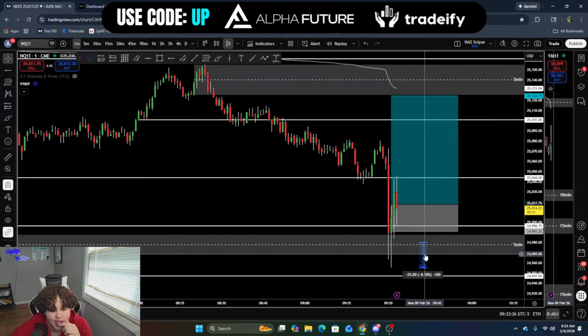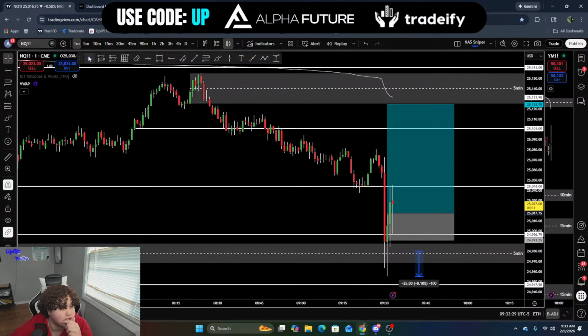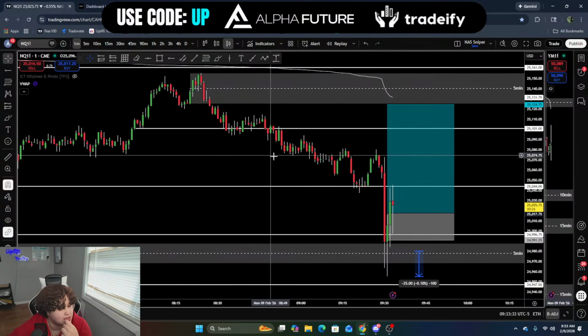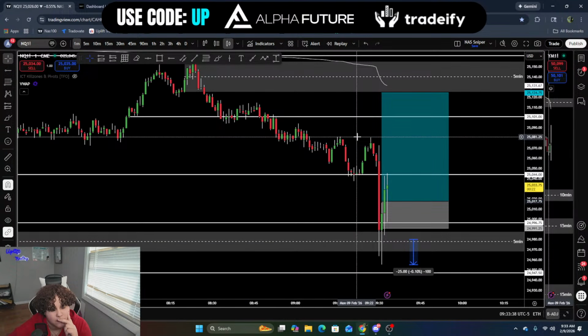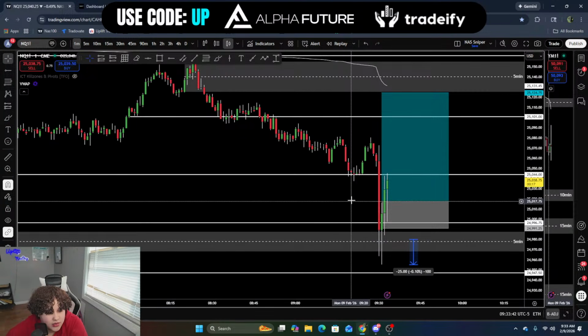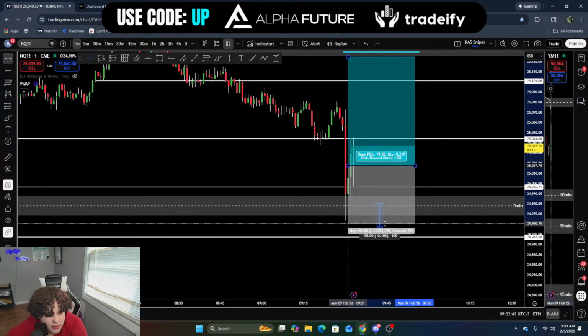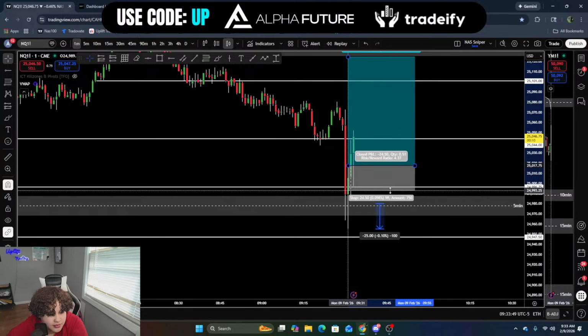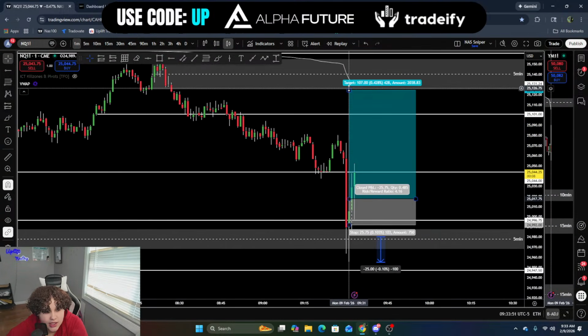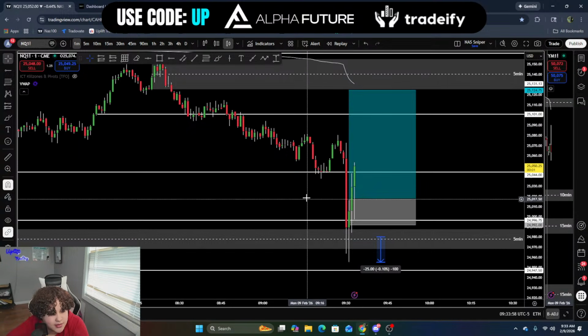Again, this is a trade idea. I'm not actually taking this trade. I think if I really took this trade, I would have sized down. That way my stops could be all the way at the lows. But then if I did that, then I don't know. Then I would need to target really far away for the risk to reward to make sense.